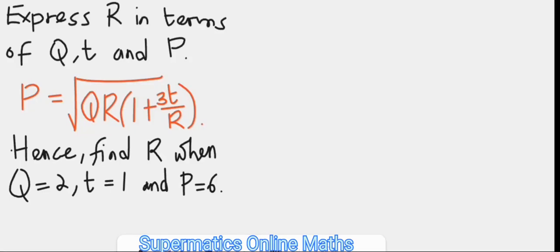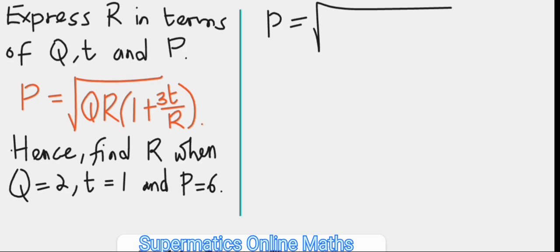In today's math tutorial, we want to make r the subject of the formula and then find the value of r by substitution. The original equation is p equals the square root of qr times (1 plus 3t over r) in parentheses.